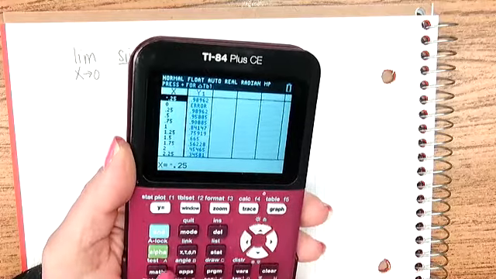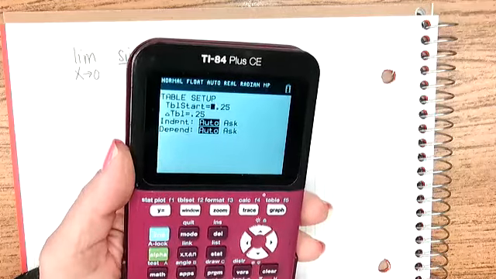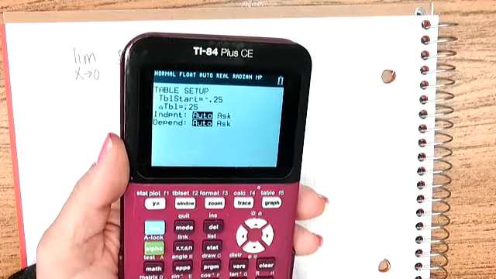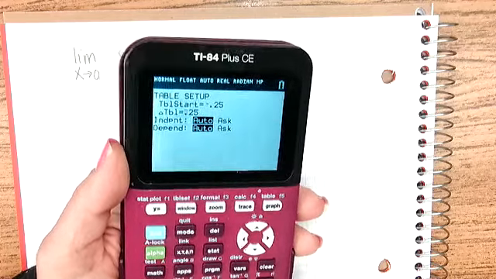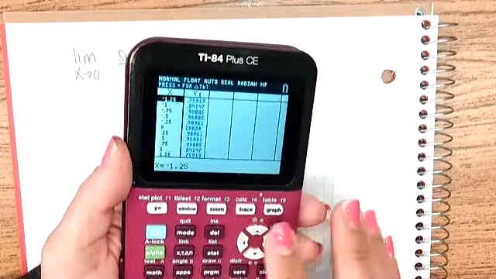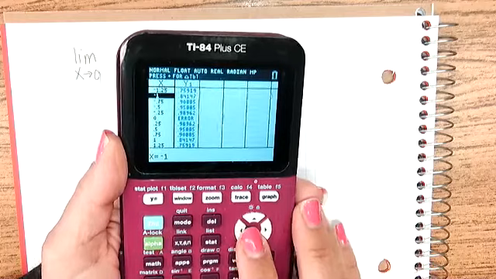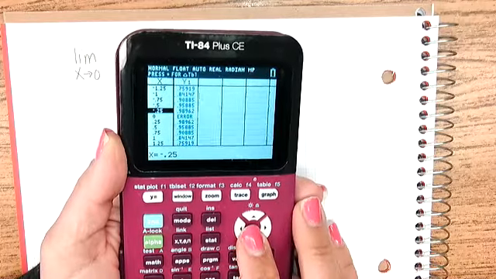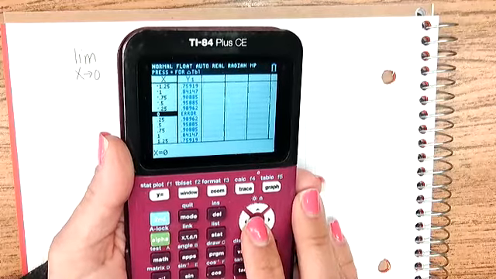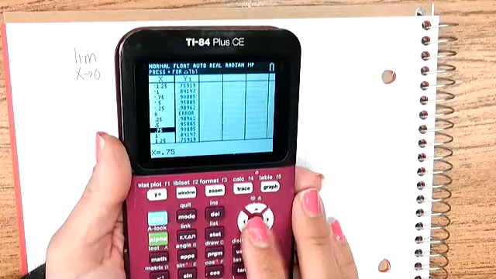So what I would like you to do is, second window, go to your table set and have your delta table 0.25. So I'm going to go by 0.25. Look at your table, and here we go. So as x goes from the left, negative values, to the right, it does look like we're approaching y is 1. Again, the exact value is undefined, but it does look like I'm approaching 1.